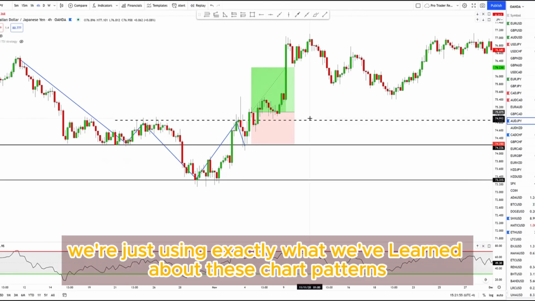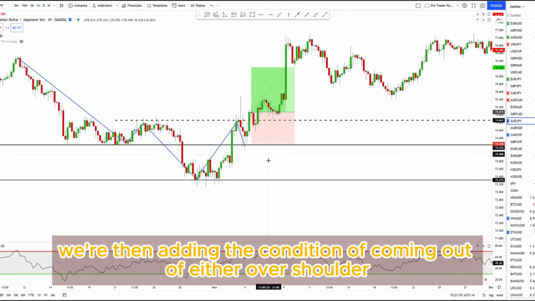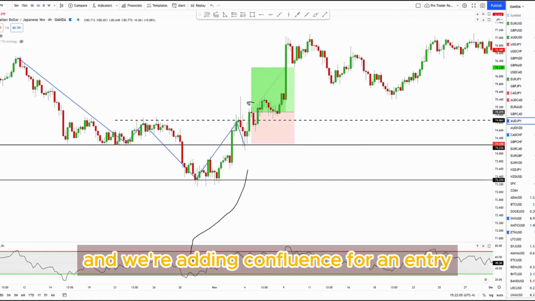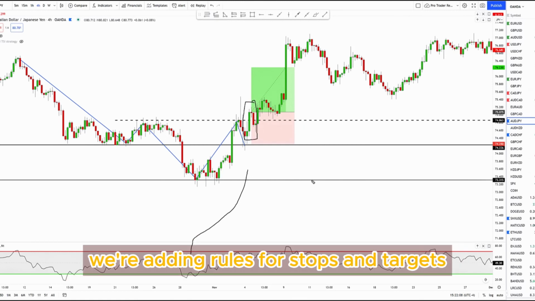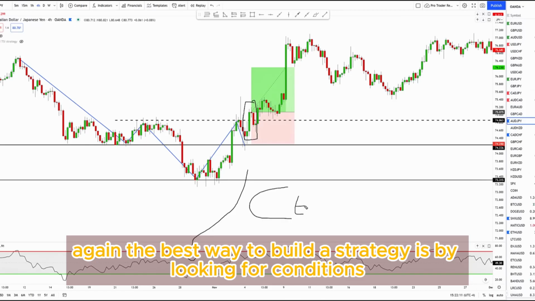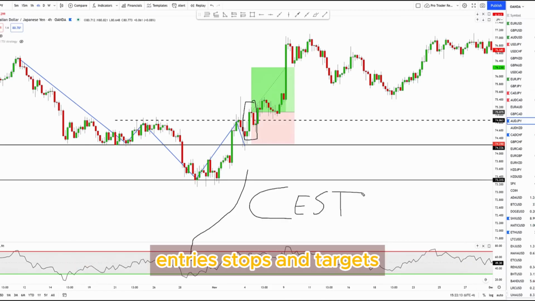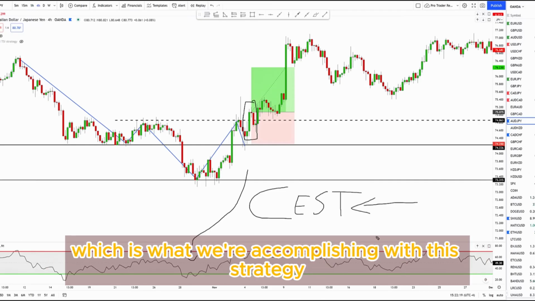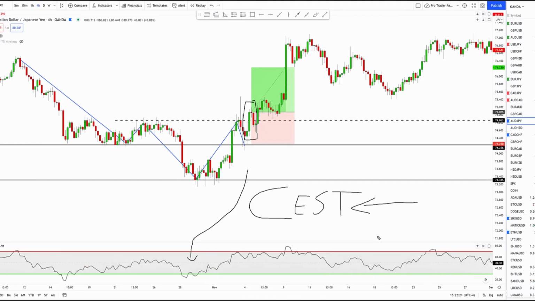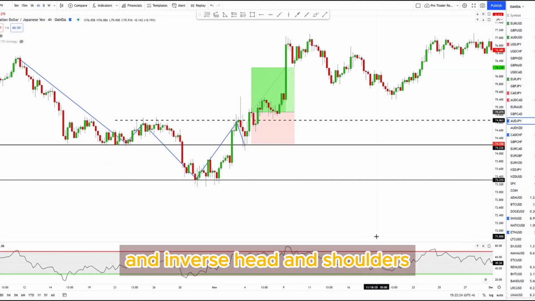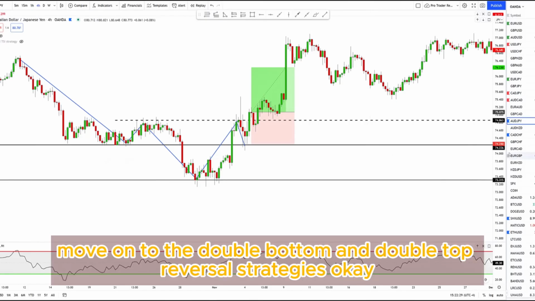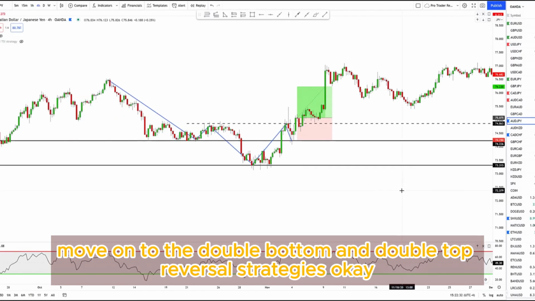So again, we're just using exactly what we've learned about these chart patterns. We're then adding the condition of coming out of either oversold or overbought, depending on the direction we're looking to trade, and we're adding confluence for an entry. We're adding rules for stops and targets. Again, the best way to build a strategy is by looking for conditions, entries, stops, and targets, and being sure that you have all of these in place before you ever place your trade, which is what we're accomplishing with this strategy. Now that we've looked at the head and shoulders and inverse head and shoulders reversal strategies, let's now move on to the double bottom and double top reversal strategies.